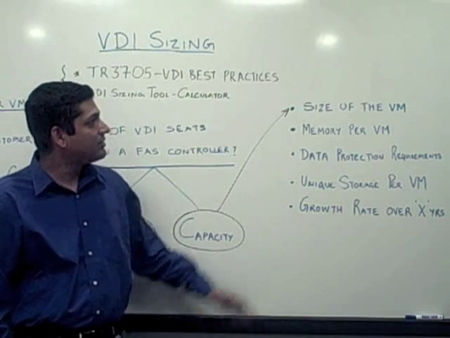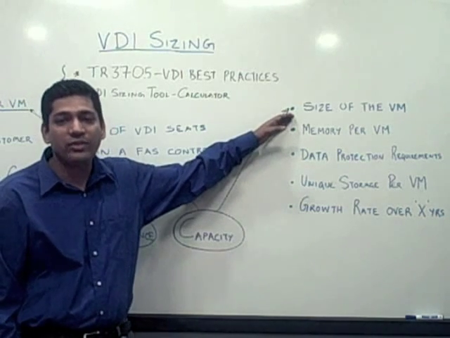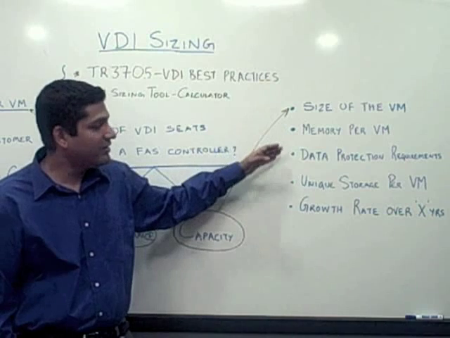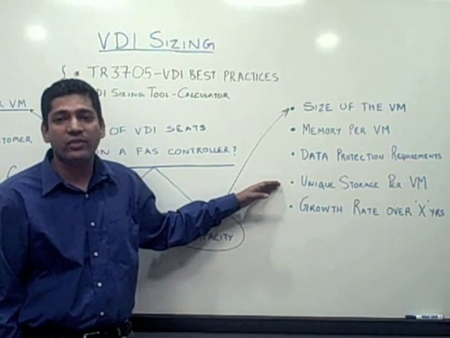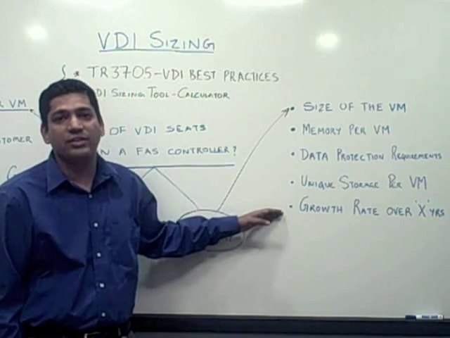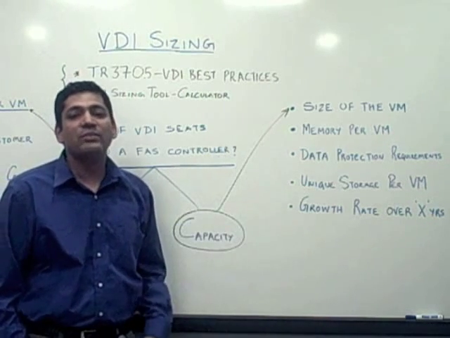Having an understanding of the capacity requirement is very important. This essentially means getting to know the size of every VM, memory requirements, data protection requirements, the unique storage that needs to be factored in for every VM, and the growth rate over X years. Knowing the size of the VM is very important.